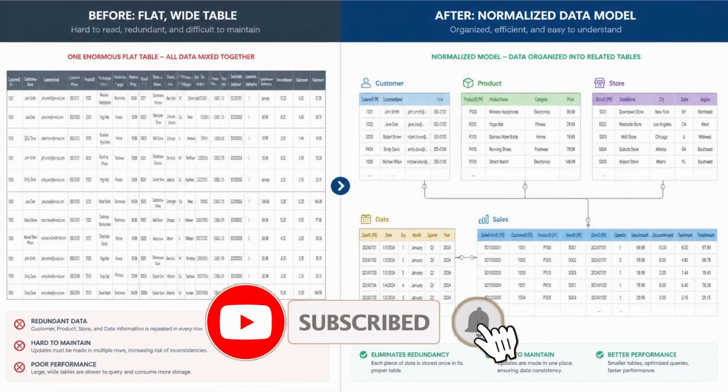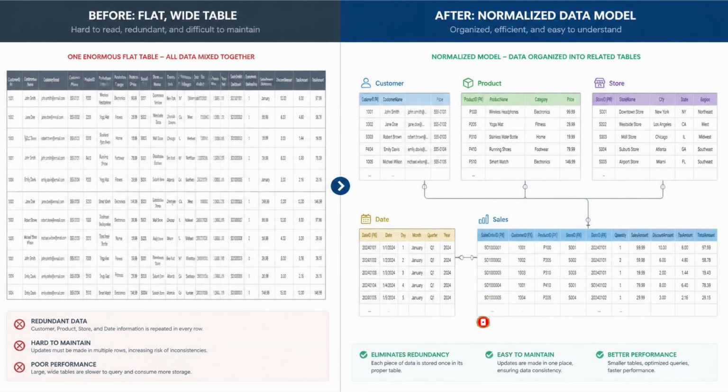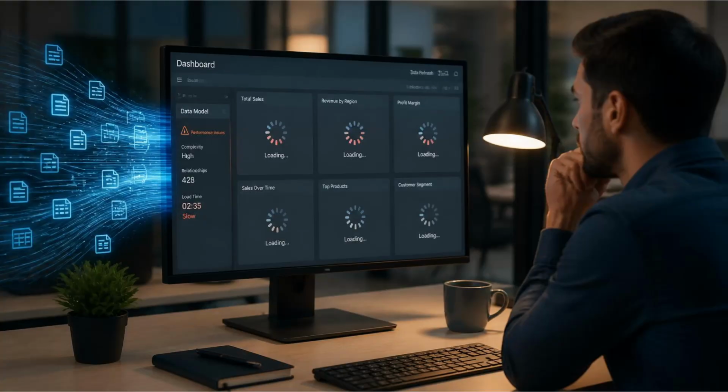So now let's understand why data modeling is so important. Imagine that you have created a Power BI report using one very large table containing customers, products, stores, dates, sales, and many other pieces of information. It might work when you have a small amount of data, but as your data grows, problems can start appearing. Your reports may become slower, and your DAX calculations may become more complicated. You may have a lot of duplicate information, which can increase the size of your Power BI model, and most importantly, maintaining that model can become difficult.